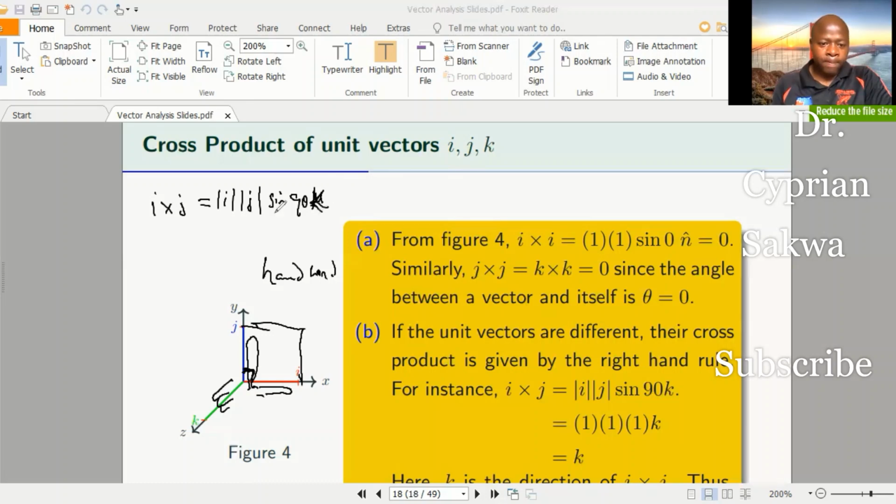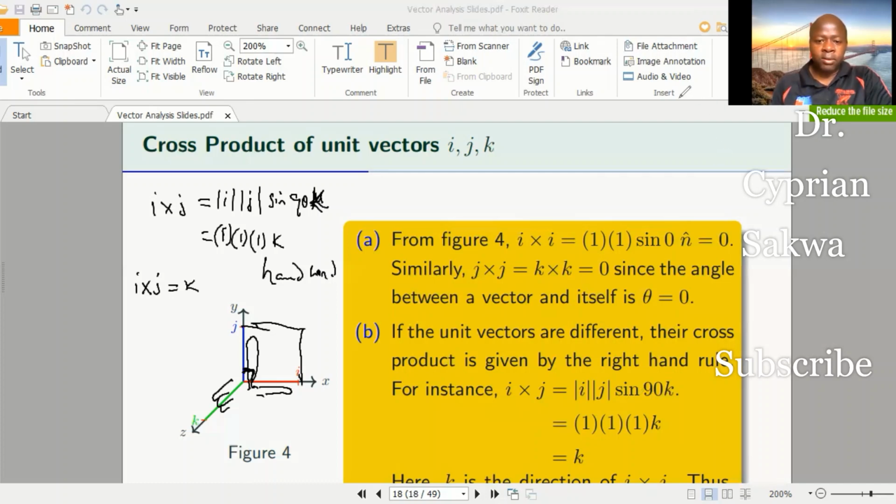Now, what is sine 90? Sine 90 is 1. So the magnitude of i is 1, the magnitude of j is 1, sine 90 is 1, and then the unit vector in the direction of i cross j is k. So what that means, therefore, is that i cross j is k. And that's what I got here, that i cross j will give us k.